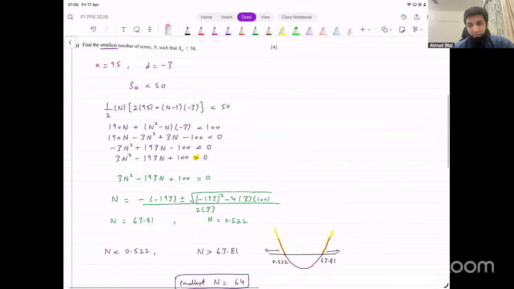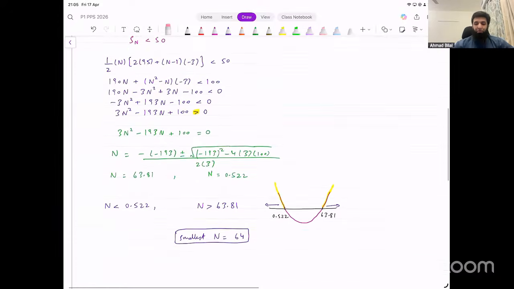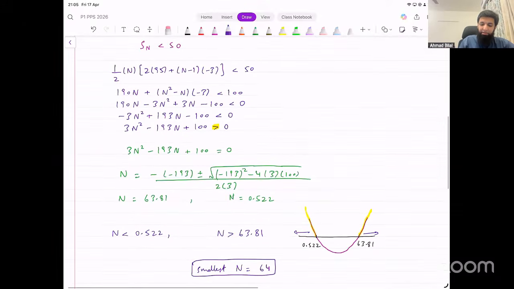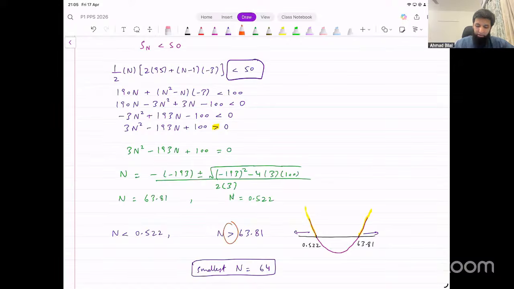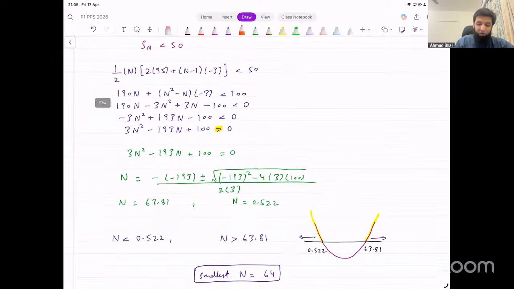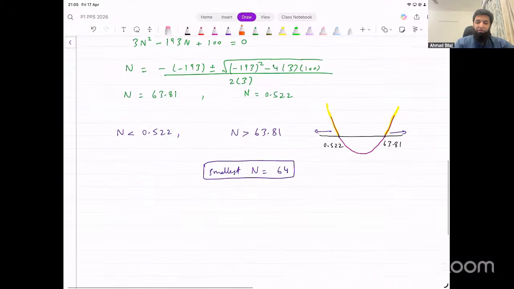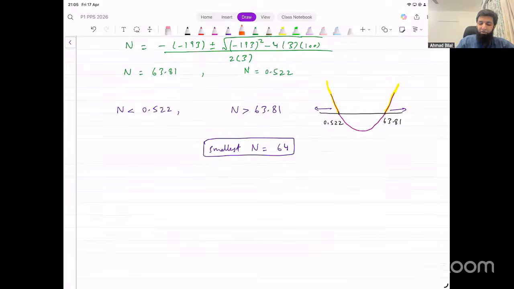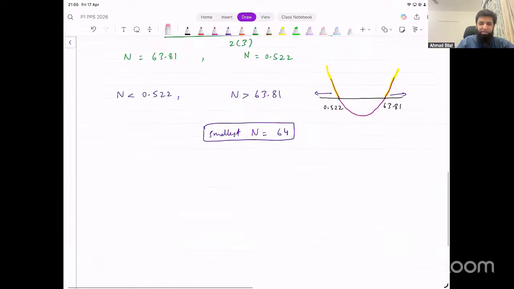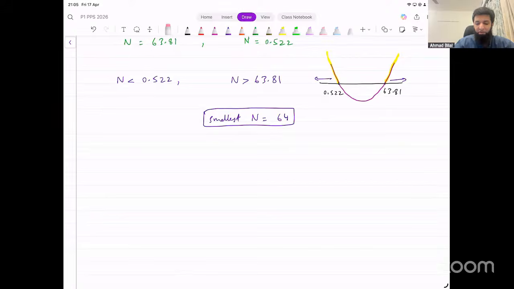The condition is that the sum is less than 50. It's not rounded up. It depends on the inequality, right? I'll show it on a number line as well for you. The condition was that the sum is less than 50. When we follow that condition, we end up getting that to satisfy it, n has to be greater than 63.81. 63 is not greater than 63.81. That will not satisfy that condition.